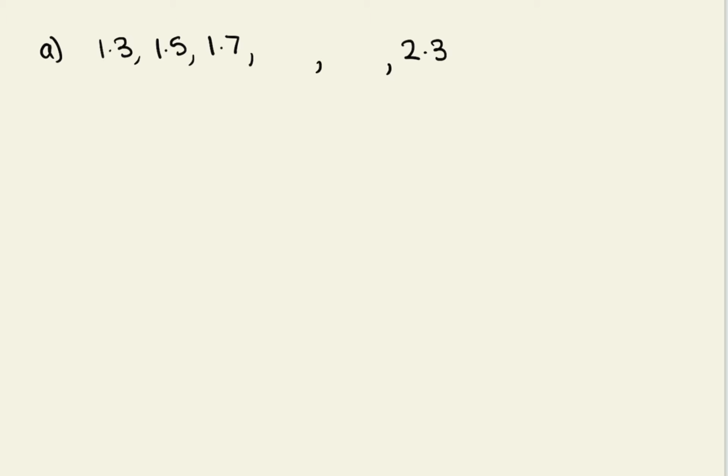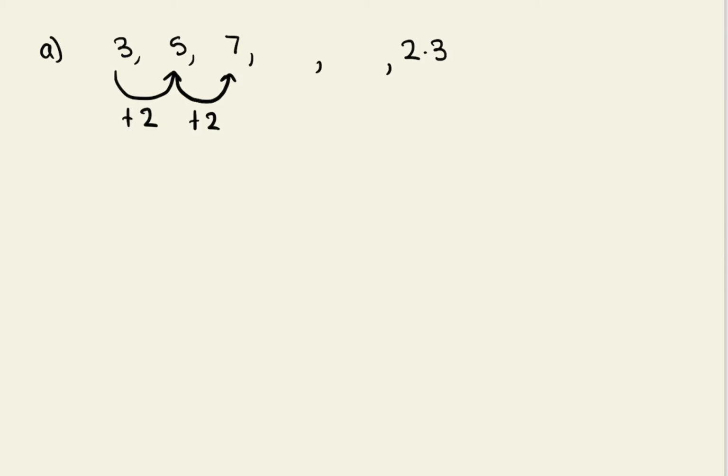So 1.3 to 1.5. Now we can actually, just for a second, get rid of the decimals and pretend that these are whole numbers, and we can see the pattern really clearly. From 3 to 5, we're going up by 2. So we add 2. From 5 to 7, we're going up by 2 again. So I'm guessing that the pattern is that we add 2 each time.